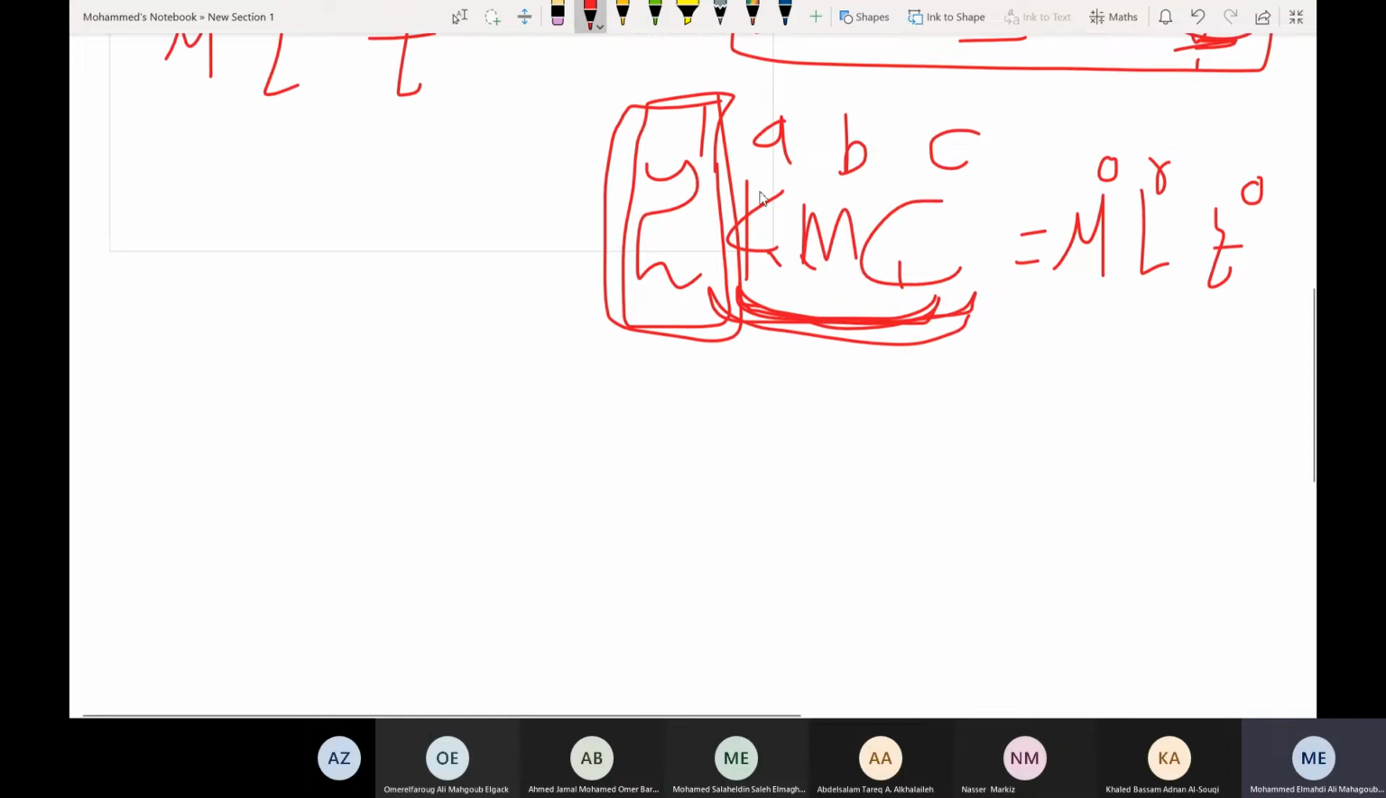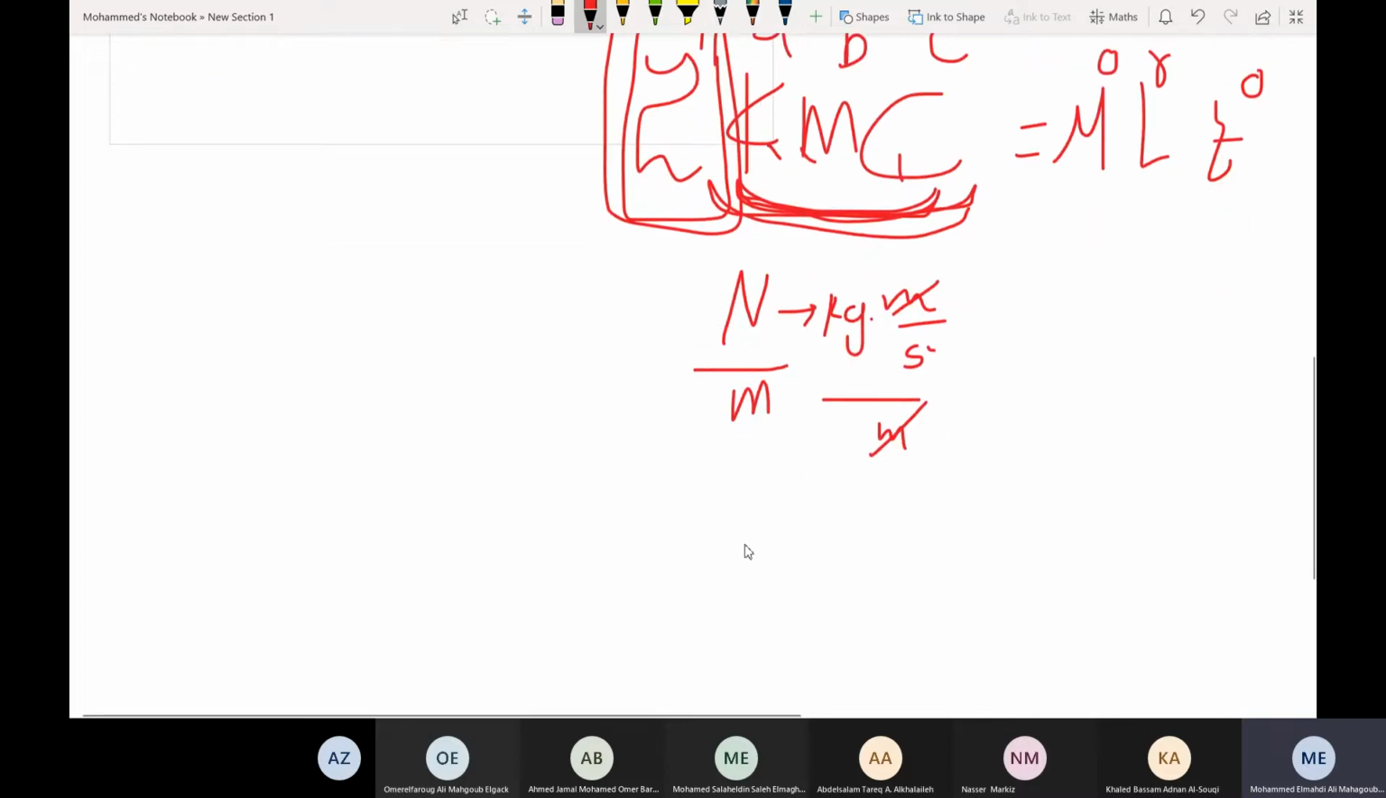So let's write the units. K we said is Newton over meter, and Newton is kilogram meter per second squared, over meter. Cancel meter with meter, and you end up with kilogram over second squared.